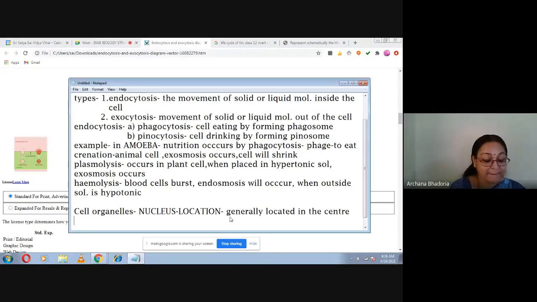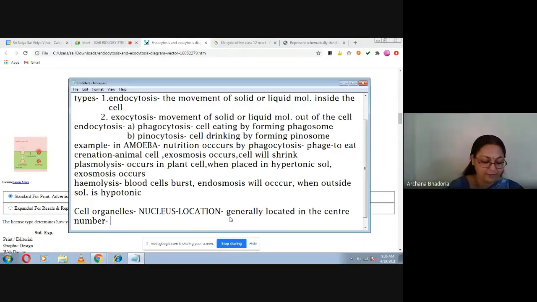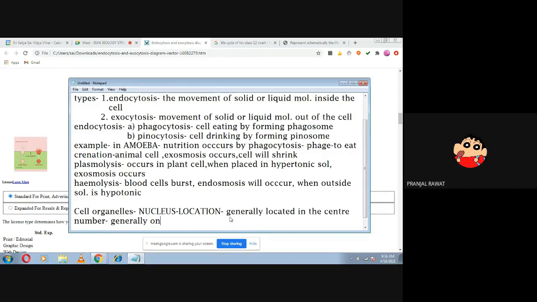Now tell me the number. How many nuclei do you find in a cell? Ma'am, only one. So generally one. What will you write down? Generally one. Is it clear?